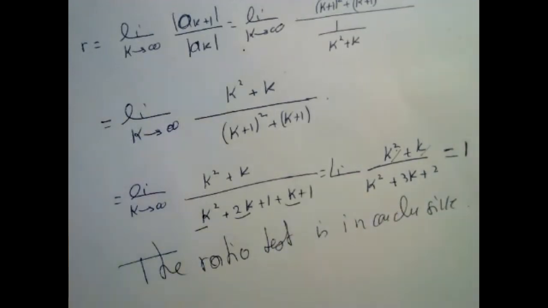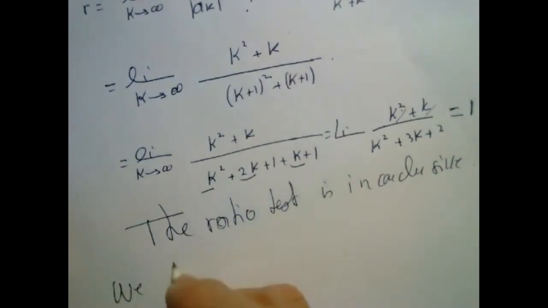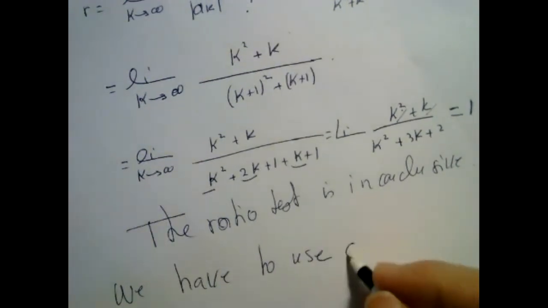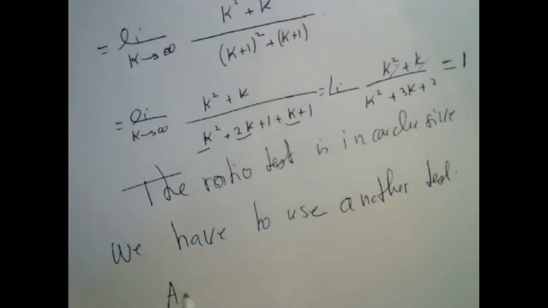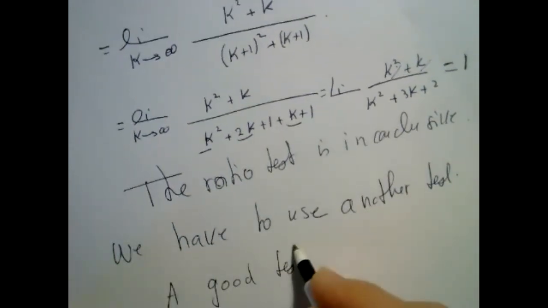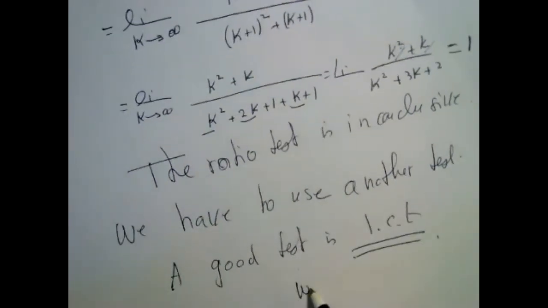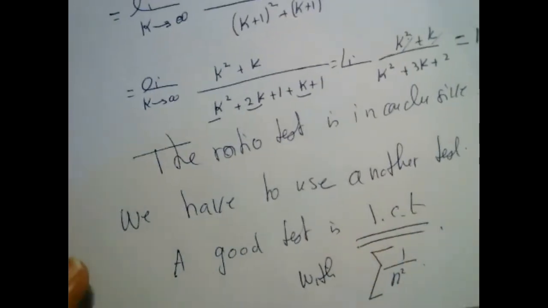And tomorrow we will actually discuss when to use each test, some guidelines, of course. So the ratio test is absolutely inconclusive. It means that in this scenario we have to use another test. In this case, a good test would be the limit comparison test. We use the limit comparison with sigma 1 over n squared. And the series will actually converge in this scenario.